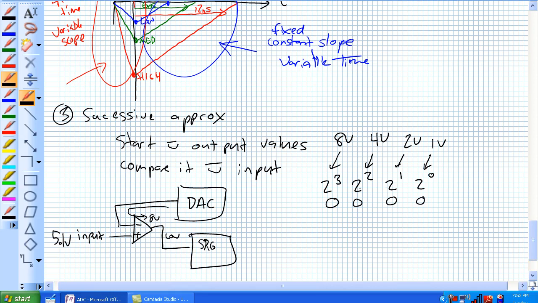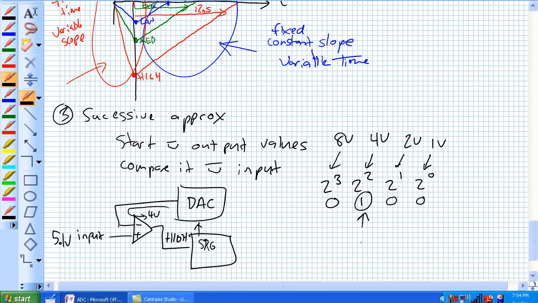Move on to the next one. The next guy is going to be 4. So now it's telling that digital to analog converter, send 4 volts. Now what's the value of the voltage comparator? It's a high. Nice. So we definitely want to store 1 in that shift register, the 2 to the 2 position.